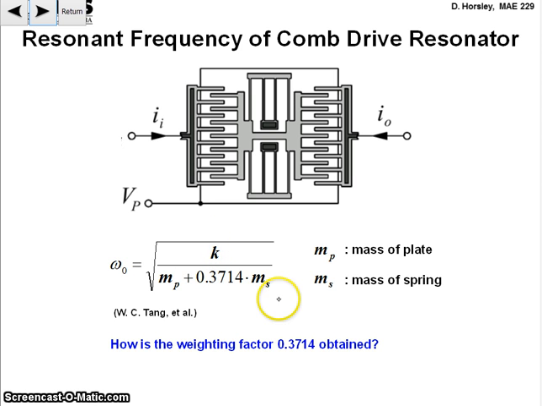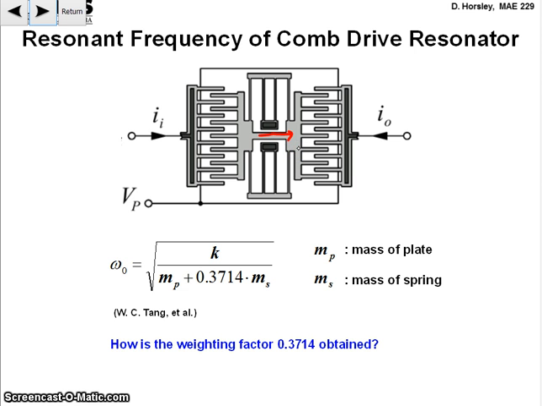But where does this denominator come from? How do we get this factor of 0.3714? Well, I'll make an intuitive argument for this. The whole body of this thing is moving with some velocity x dot, but only the ends of the springs are moving at the same full velocity as the whole moving body. If we follow the spring back to its base, obviously the anchor is not moving at all. And so the velocity of the spring is linearly increasing as I come along the spring.